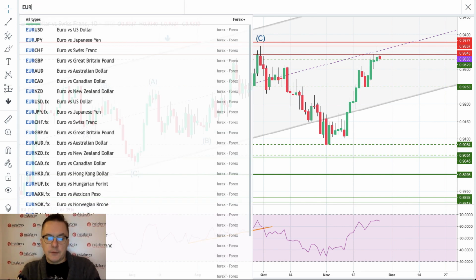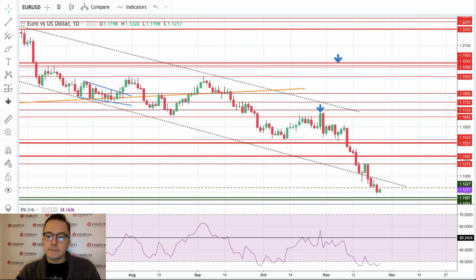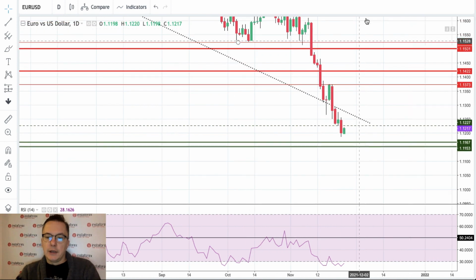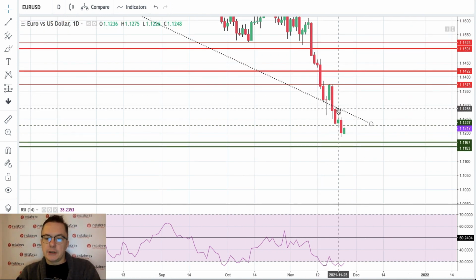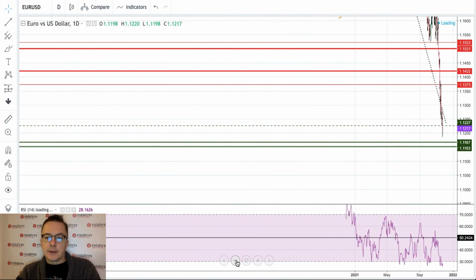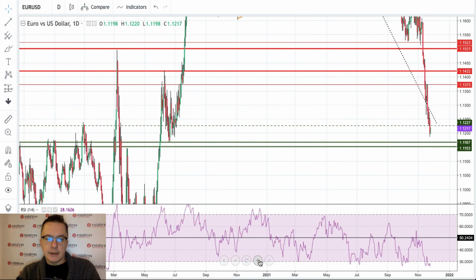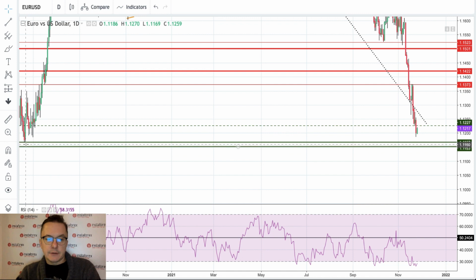What is going on with the euro dollar? Euro dollar keeps going down, is moving away from the lower channel line, and is getting towards seriously important technical support. 1.1167, 1.1153, extremely oversold market conditions. Please take a look at this level. Let me just zoom back in a little bit. This is the level I was talking about. It's from the middle of June 2020.